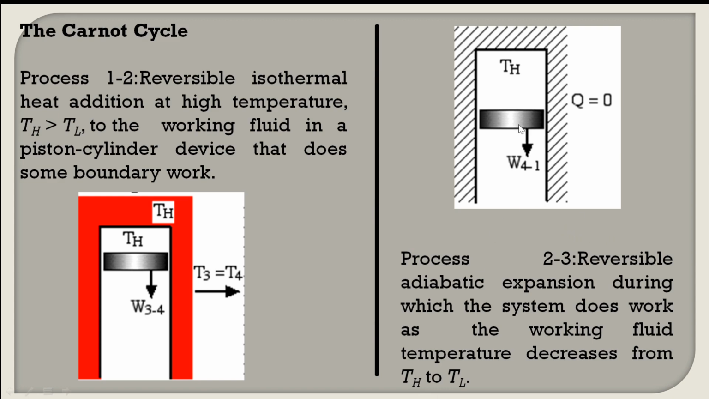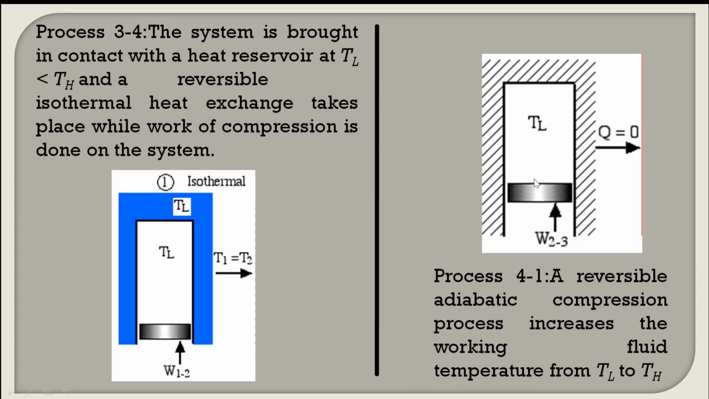Further, the piston moves down inside the cylinder, but during that process, the cylinder is completely insulated so that there is no heat transfer, making the process adiabatic. So you have to remove the heat source which was in contact with the cylinder in the first process and maintain a complete insulation to the cylinder, and the temperature will be changing from TH to TL.